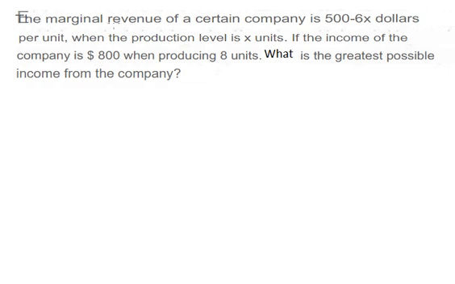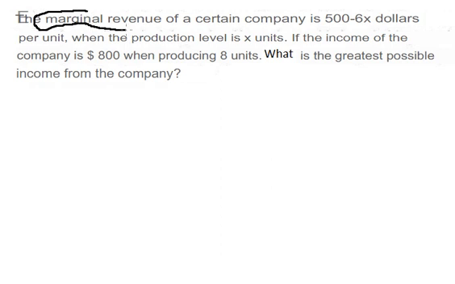The marginal revenue of a certain company is 500 minus 6S dollars per unit when the production level is S units. If the income of the company is 800 US dollars when producing 8 units, what is the richest possible income from the company?